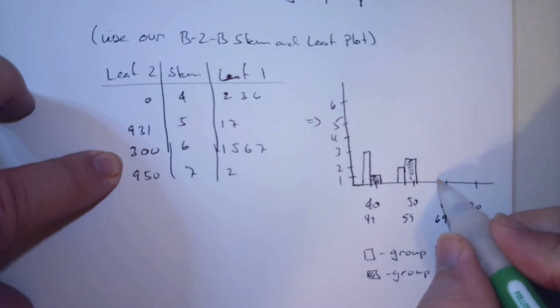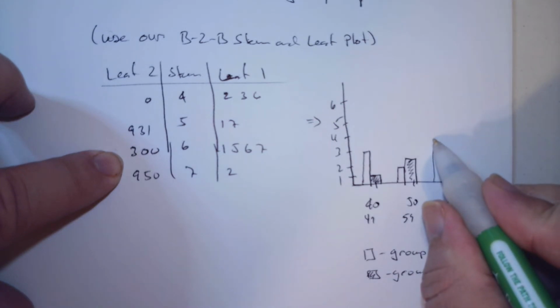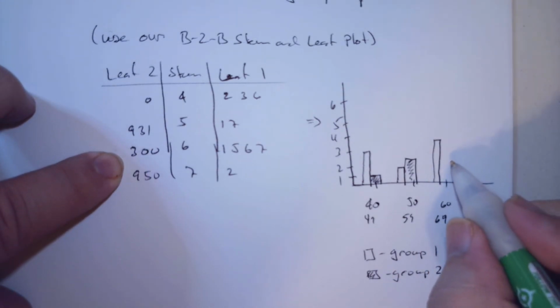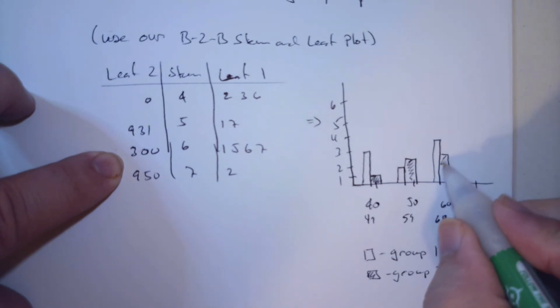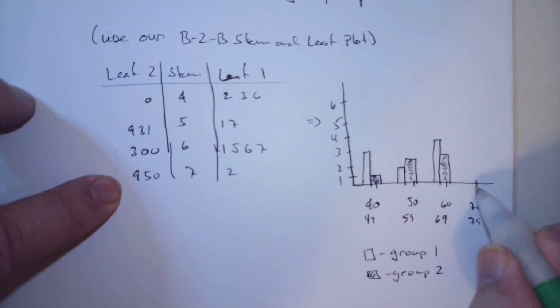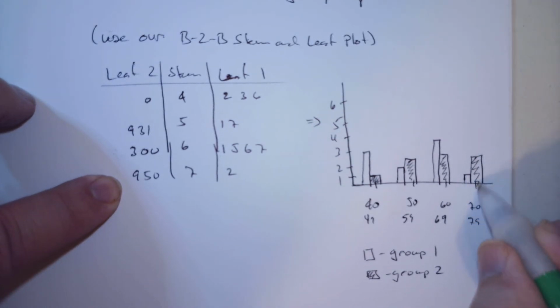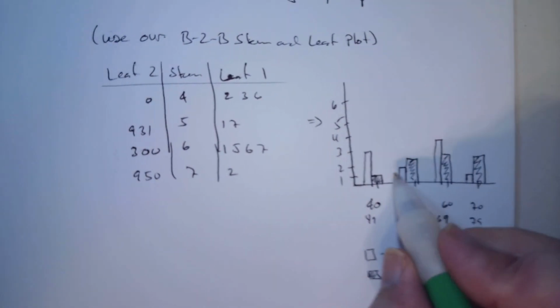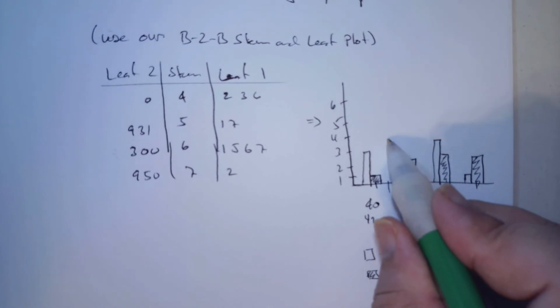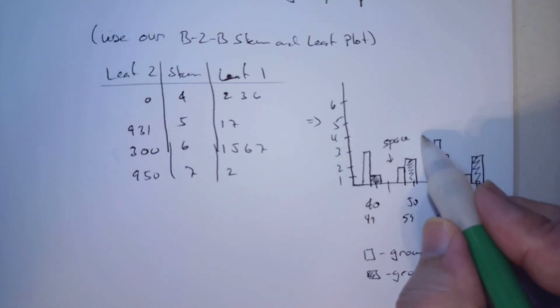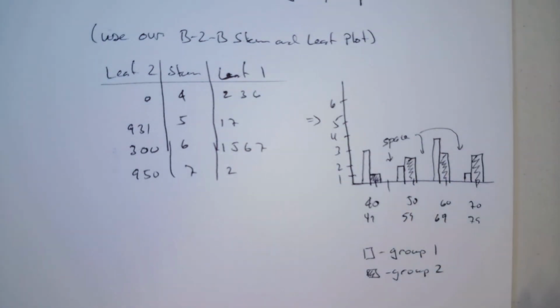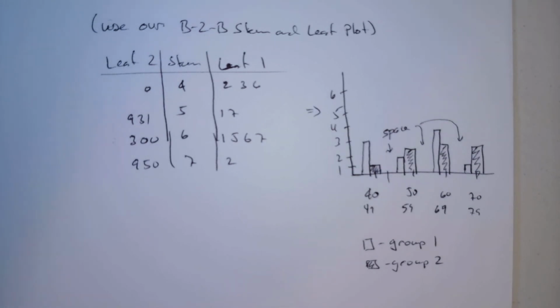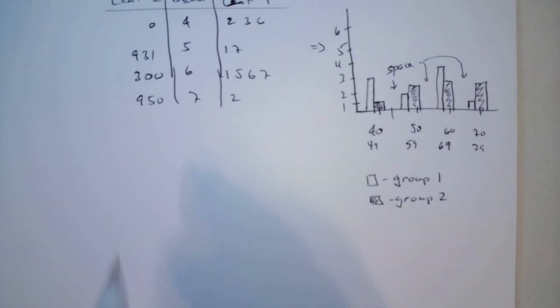In the third one, group 1 had 4 and group 2 had 3. In the 70s, group 1 only had 1 and the other one had 3. So that's how we use side to side. Remember, they're bar graphs, so there has to be a space between each of our sets, because it's a bar graph. So you can compare the values next to each other.